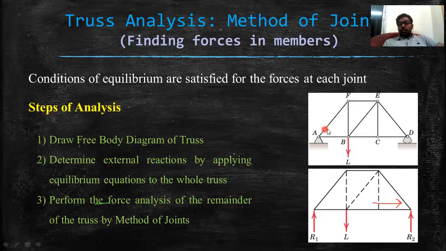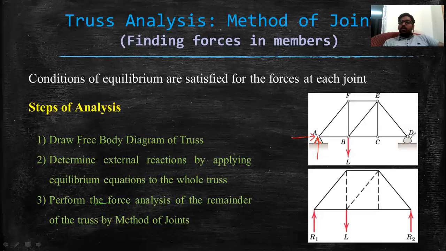Now if we take this particular structure, at this point we have a hinged joint, and at this point we have a rocker joint. So a hinged joint restricts vertical as well as horizontal movement. As it restricts vertical and horizontal movement, there will be two sorts of reaction. One is in the vertical direction, like this, and one will be a horizontal reaction.